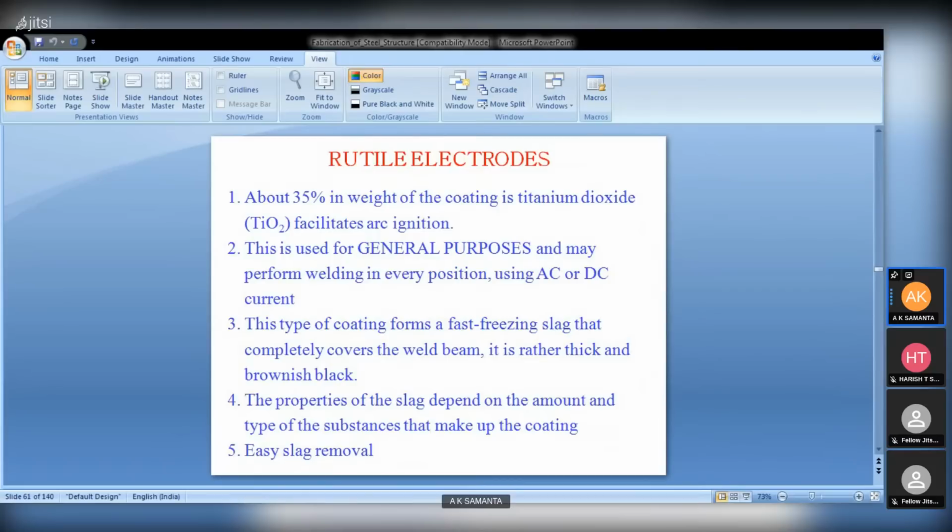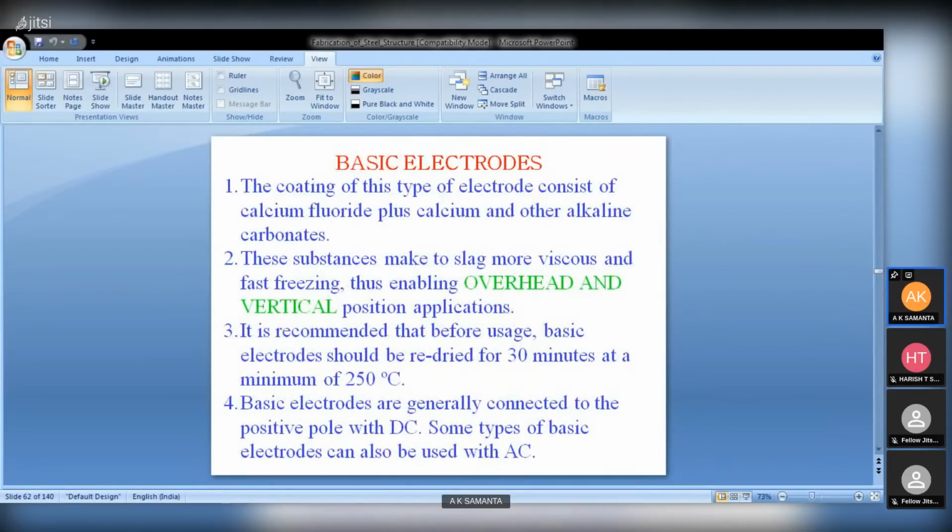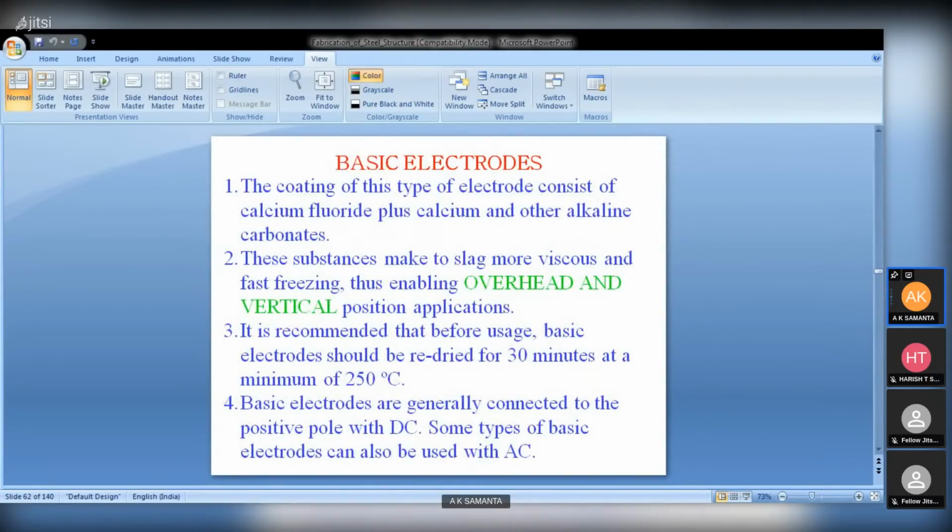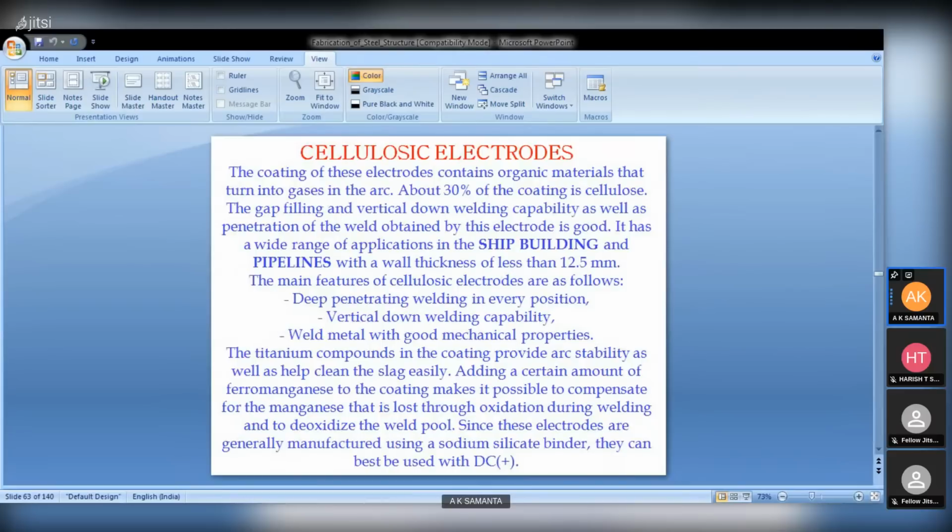Then electrodes, depending upon the flux, there are three types: rutile type, basic type, and cellulosic type. The applications are there. Rutile is very common for general purposes. Everywhere it can be used. For basic electrodes, the flux combination has been given here, that it will have calcium chloride, calcium and other alkaline carbonates as its flux, and it will be applicable only in overhead and vertical positions. And the cellulosic electrode is the costliest.